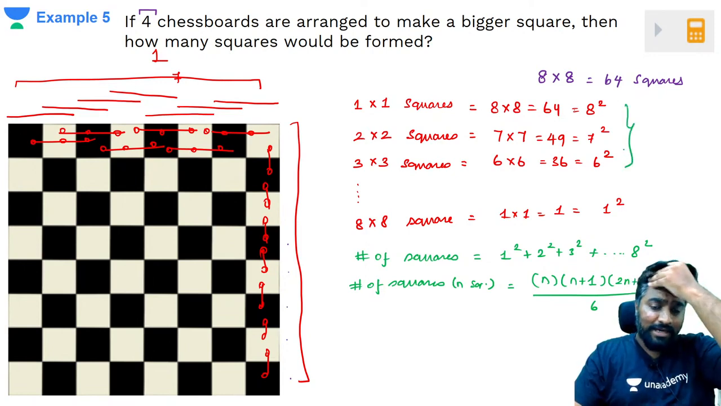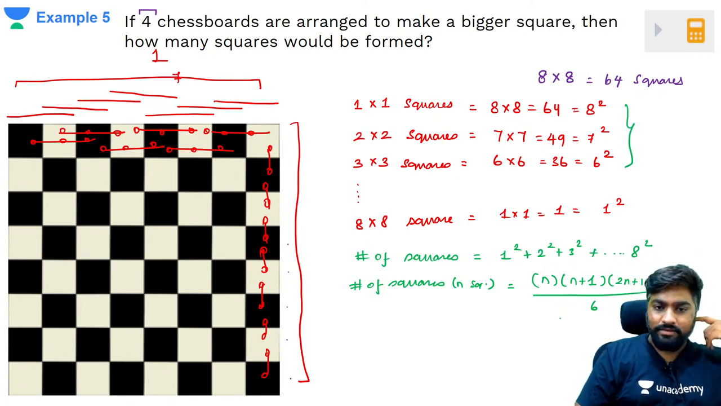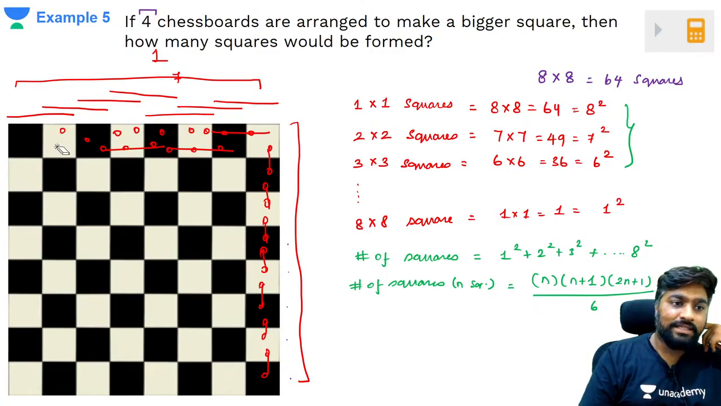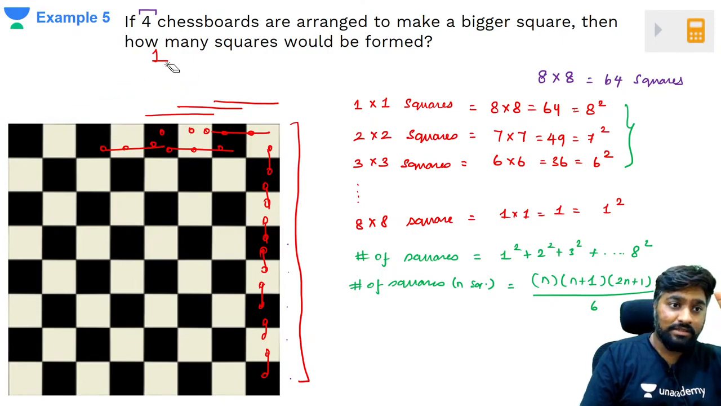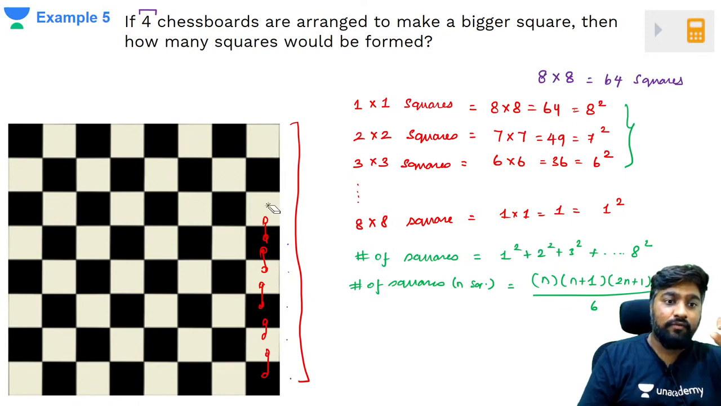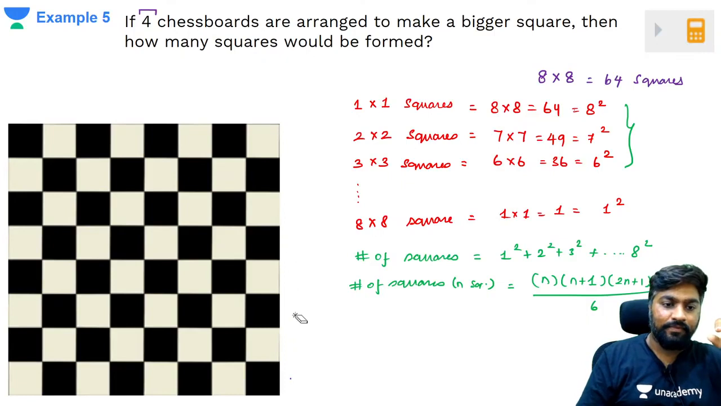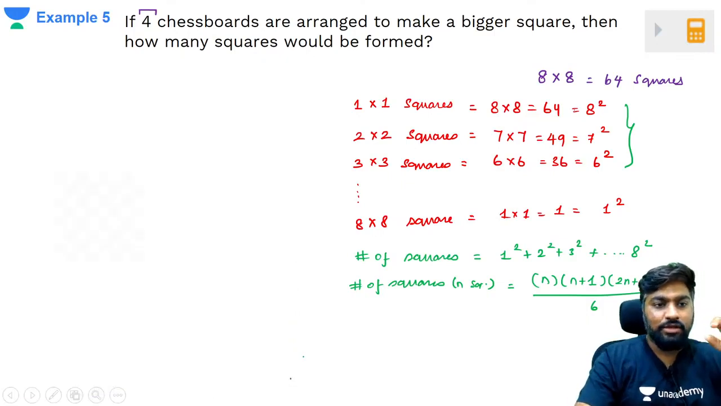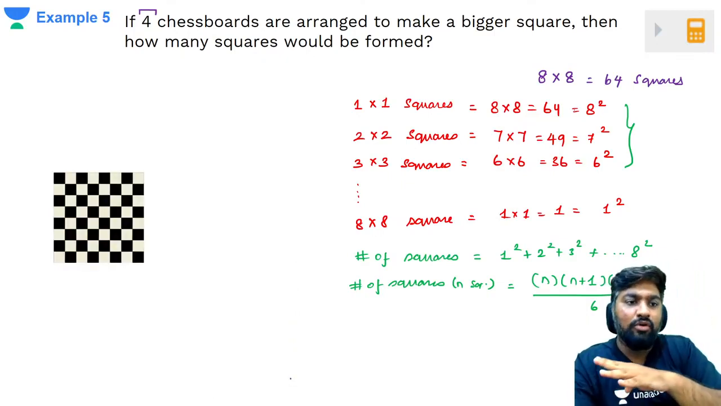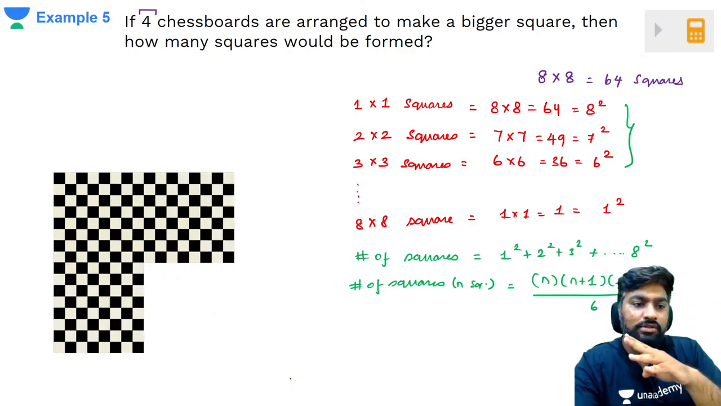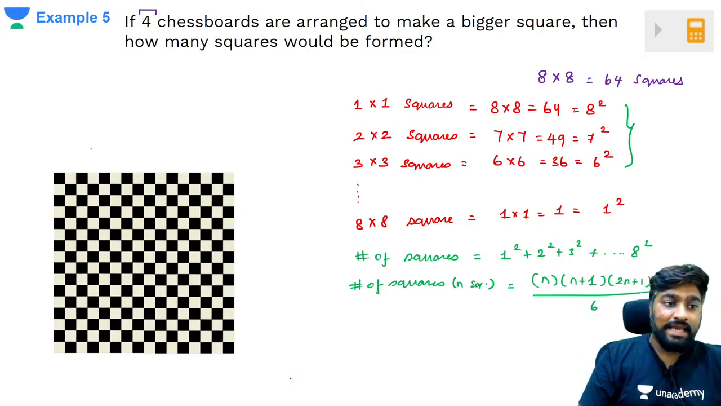But ek second, is this our question? Kya ye question tha? Not really, right? Our question was, so we've looked at just one chessboard. The question is, if there were 4 such chessboards that would be made, 1 2 3 4. Now this entire thing is a chessboard, a bigger square. So how many squares do I have here?